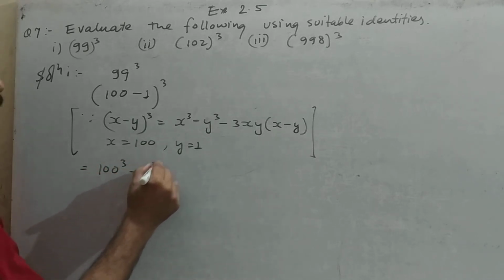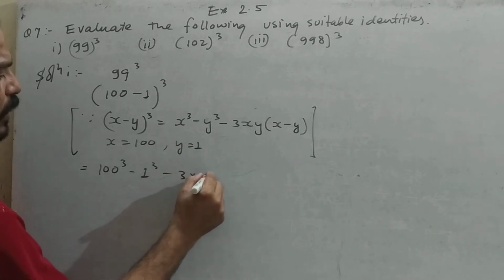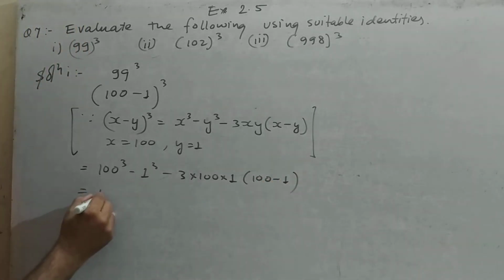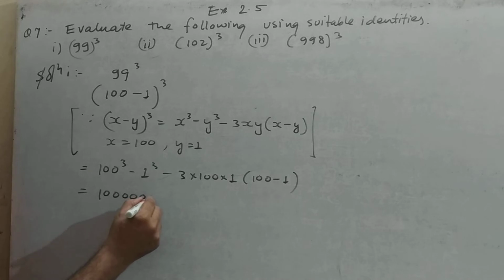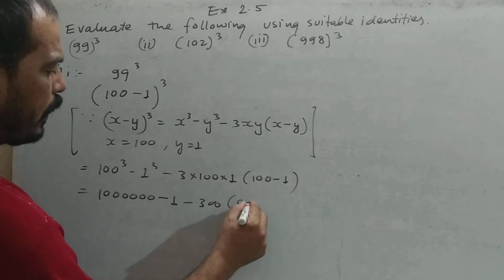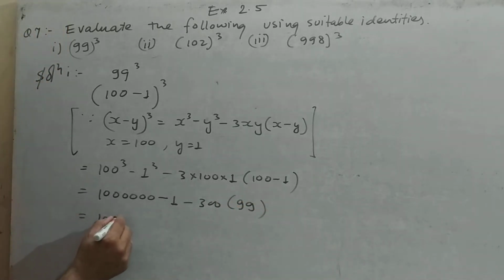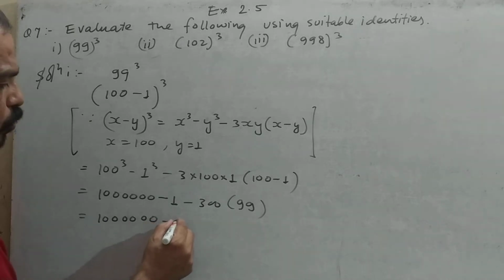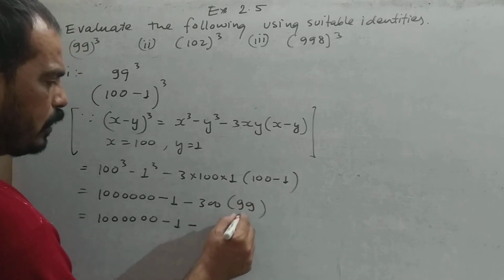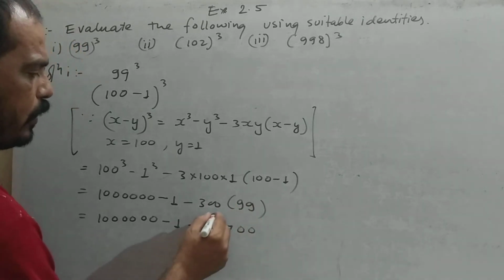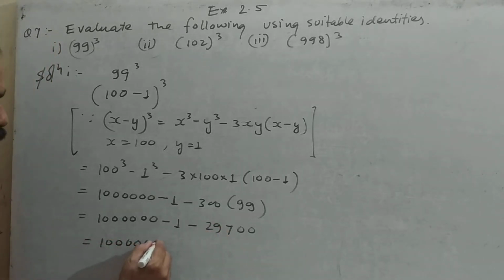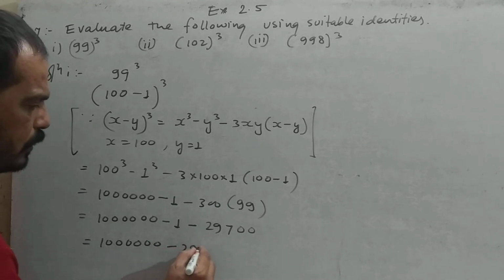then 1 cube, minus 3 into x means 100, into y means 1, into (100 minus 1). 100 cube is 1 followed by 6 zeros, minus 1 cube is 1, minus 300 into 99. When you multiply, it will be 2 zeros here, 3 nines are 27, 2 carry, 3 nines are 27, 28, 29. Now 1,000,000 minus 29,700, and minus 1, minus minus is plus, gives 970,299.